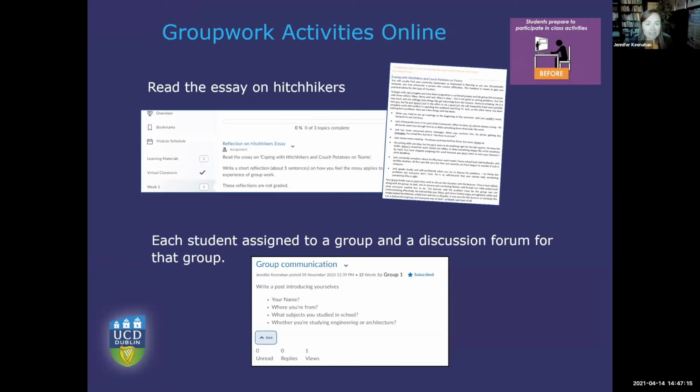So firstly then, for group work and online, so before the class, I ask students to read a short essay on hitchhikers. You know, these students who try and get away without doing much of the group work. And this is all facilitated online in Brightspace before the class. I also assign students to a group and a discussion forum for that group. And I ask them to write a post including their name, where they're from, what they studied in school, and so on.